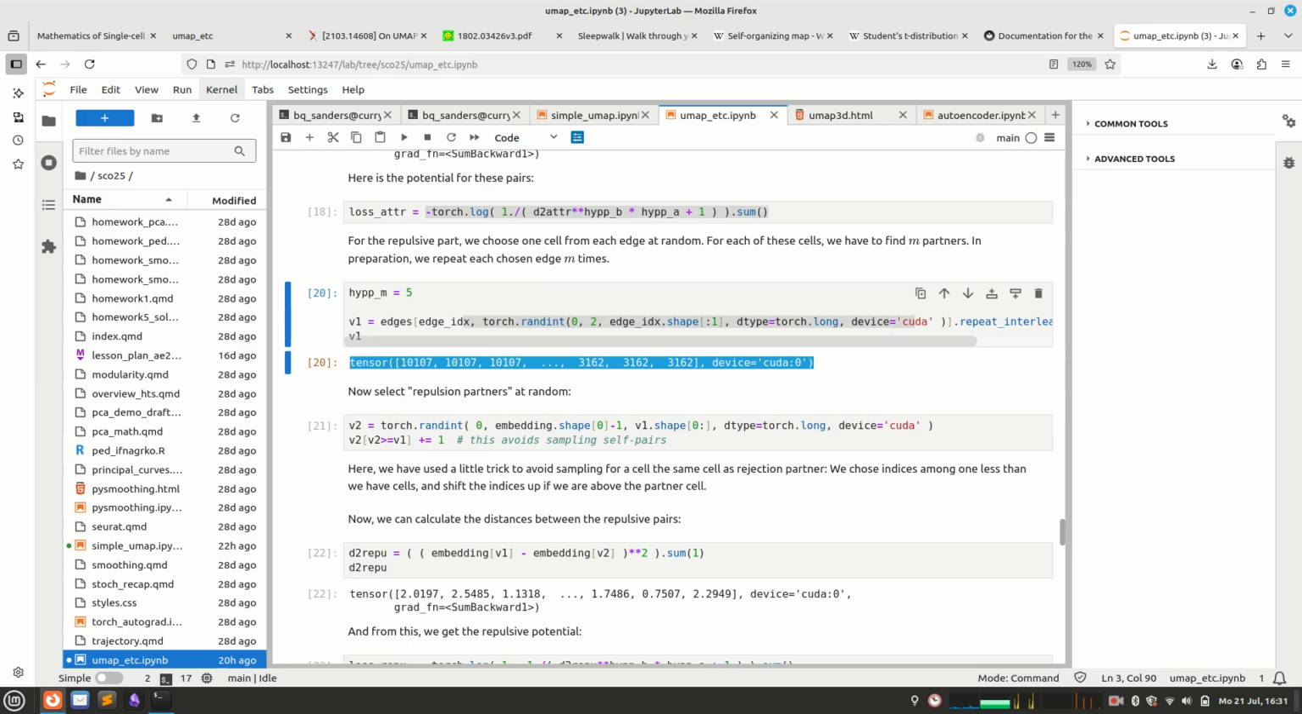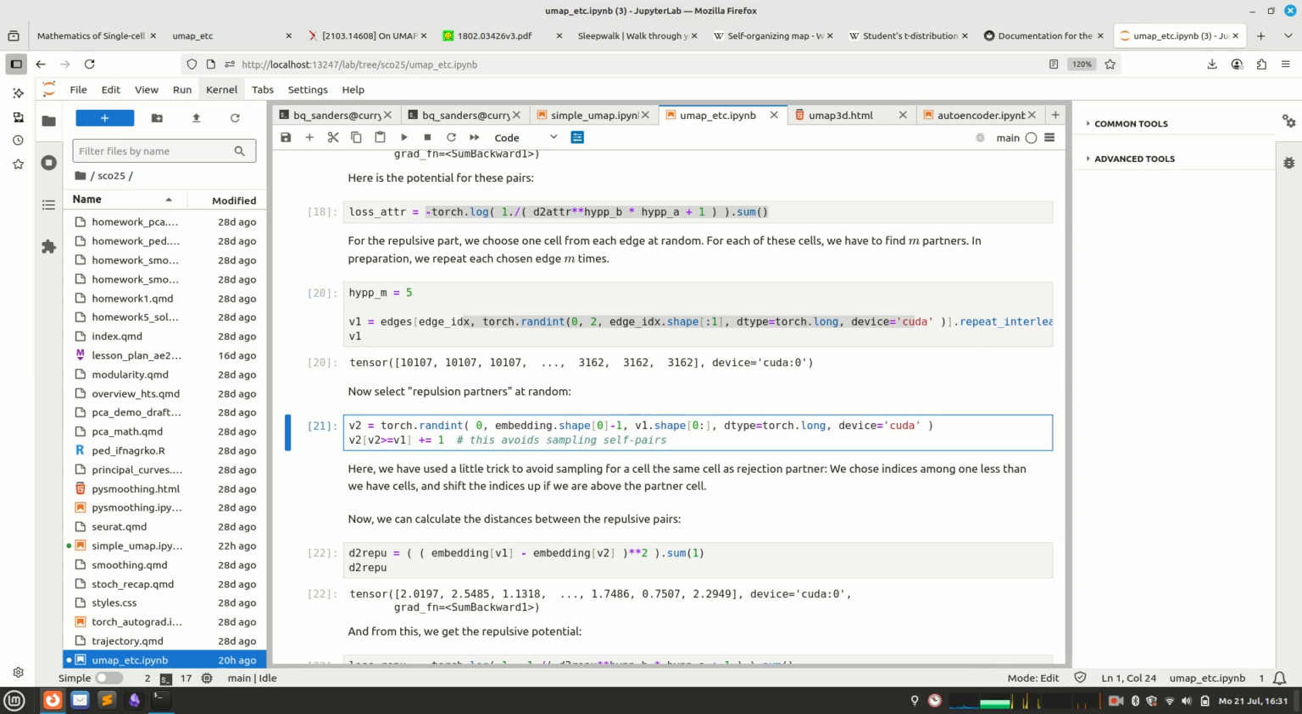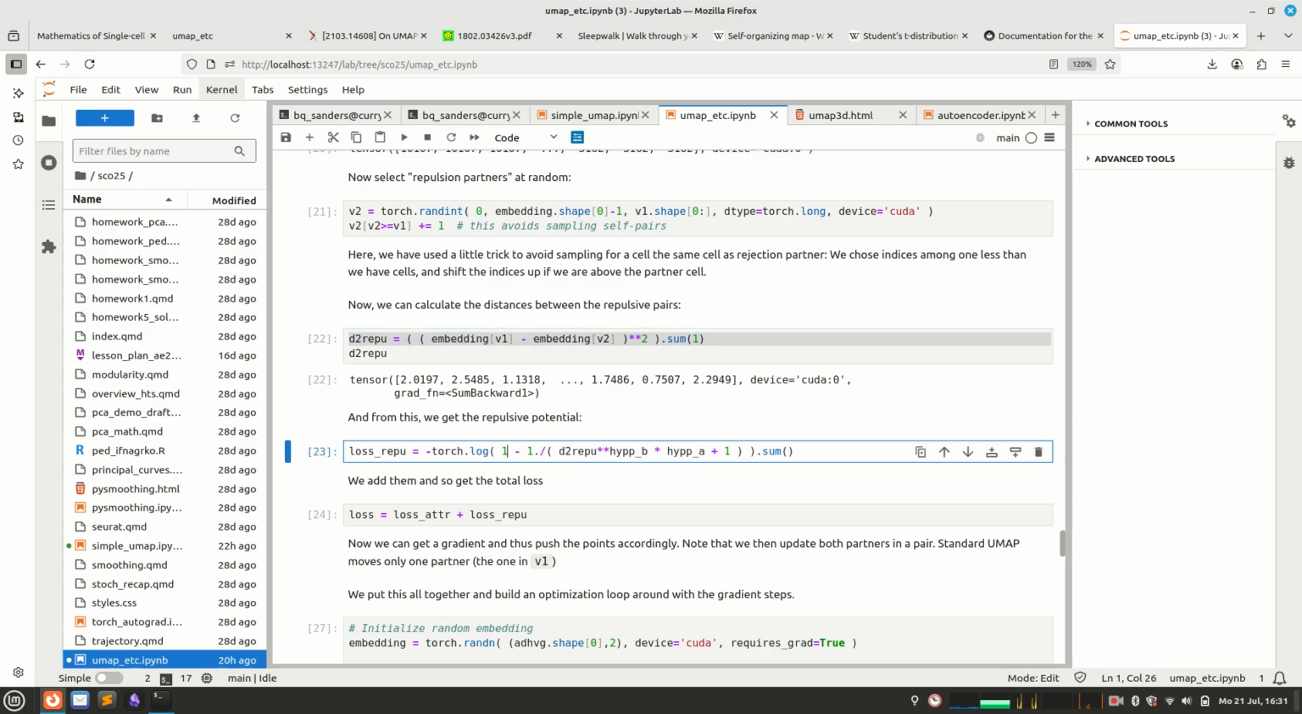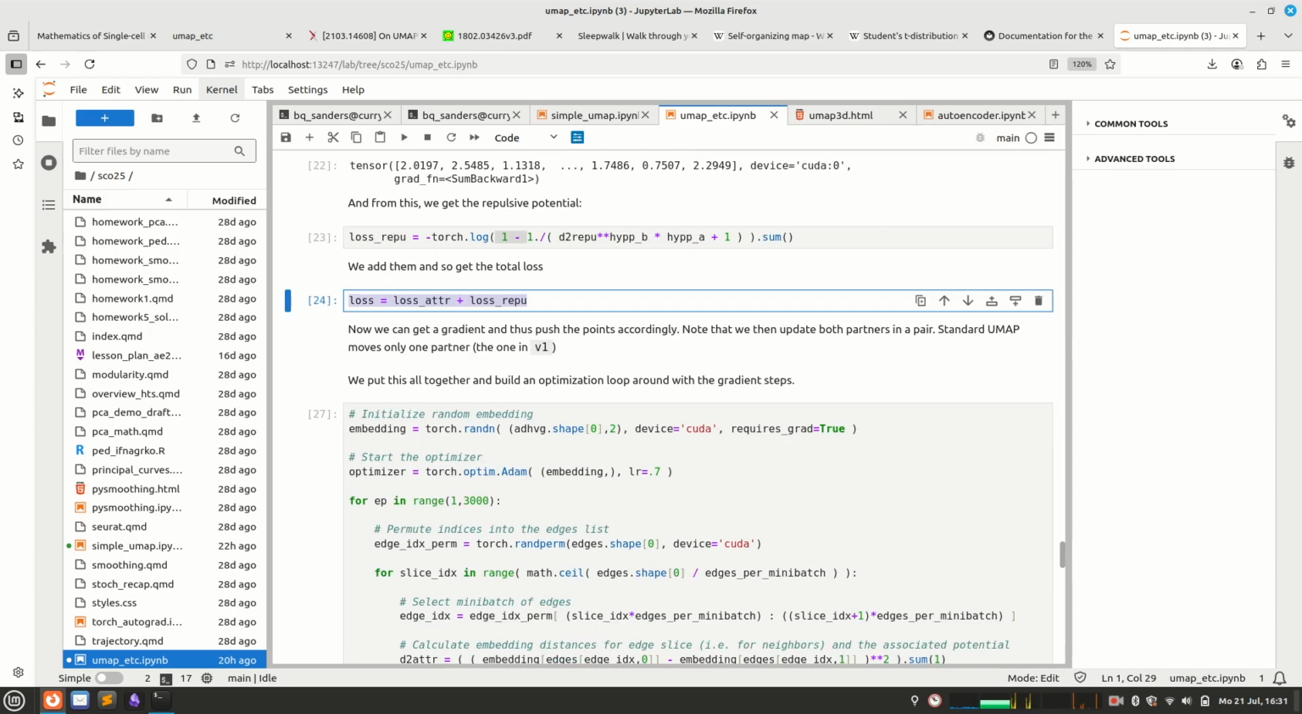And then I find for each of these values 5 other values, which I pick completely at random from all the points. It could be that I randomly happen to catch a neighbor, but that's unlikely, so I don't care about this. And with this, I now get this repulsion. And I put this into my formula, this time with a 1 minus. I add the attraction and the repulsion up. And now I get my total potential and can take the gradient of this.